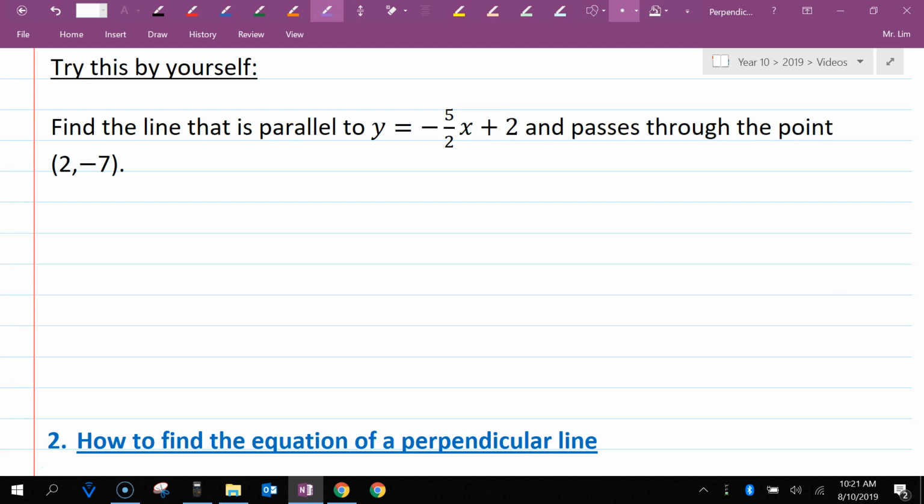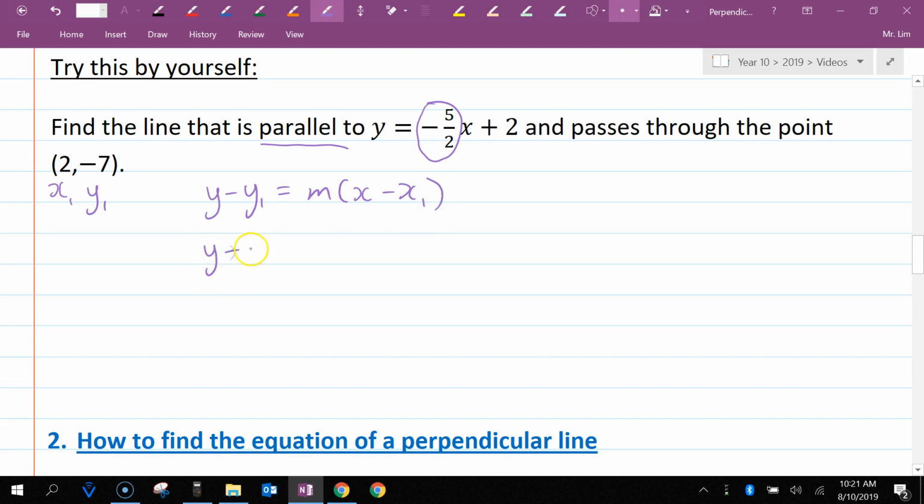Okay, so in this question it asks us to find a line that's parallel to y equals minus 5 over 2x plus 2 and passes through the point (2, minus 7). Because it's parallel, we know that m has to be the same as this. The gradient has to be minus 5 over 2. So we're going to label our point x1, y1, and then use the point gradient formula: y minus y1 is equal to m bracket x minus x1, and substitute accordingly.